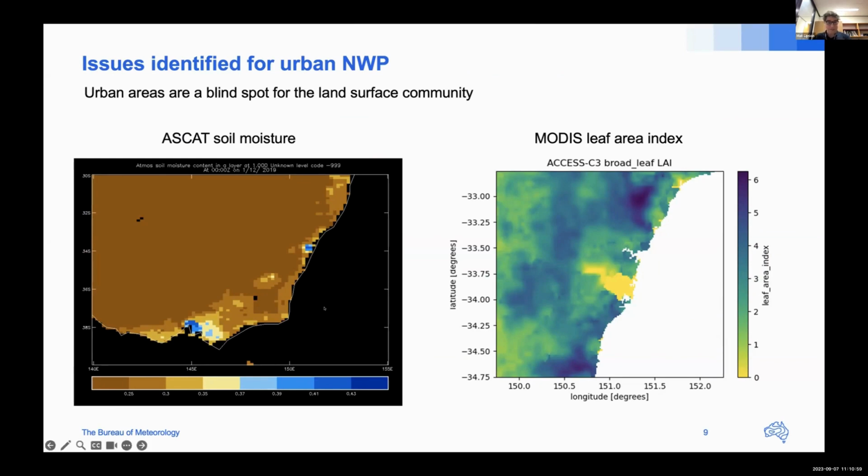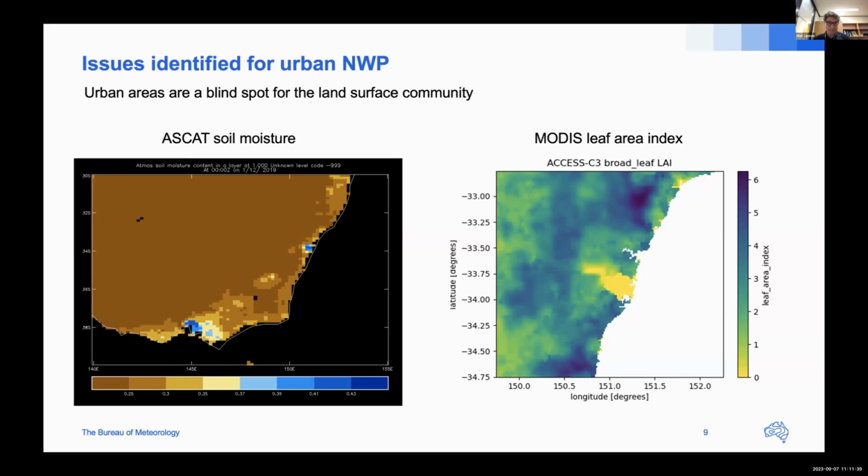And also on the left there, we have the ACCESS soil moisture remote sensing product, which we use to initialize our models. This is during the Black Summer bushfire period, and you can very clearly see Sydney and Melbourne. These are spuriously wet signals caused by the impervious areas of urban areas. The microwave sensor sees that as being a very wet signal, and that's how we initialize our model. It's very, very wet in cities, which is just not correct, and can affect surface air temperature and humidity, obviously. So this is something we're also working to correct.